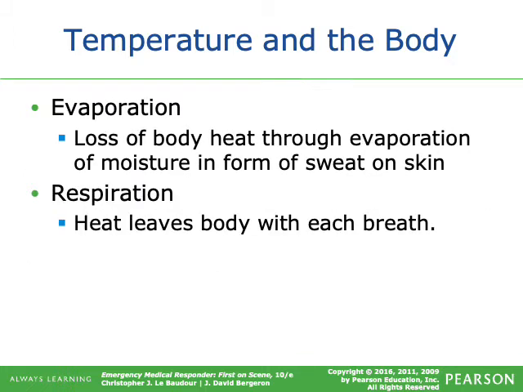Alright, evaporation. It's a loss of body heat through evaporation of moisture in the form of sweat on the skin. Respiration. Heat leaves the body with each breath. So to combat evaporation causing heat loss, you're going to remove wet clothing and towel off sweaty skin. Respiration, you could wear a scarf or a face covering.